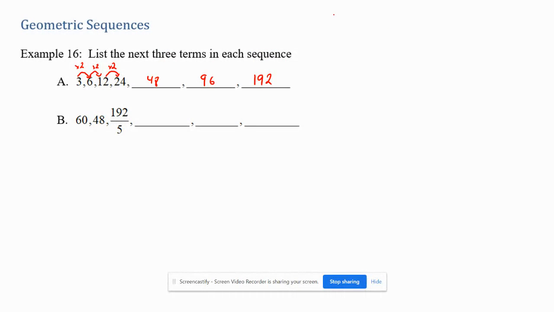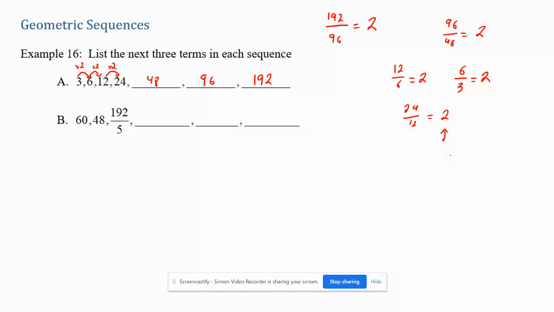Now, if I take any two consecutive terms, 192 divided by 96, I get 2. 96 divided by 48, I get 2. 12 divided by 6, I get 2. 6 divided by 3, I get 2. 24 divided by 12, I get 2. My point is, if we divide a term by the term right before it, we always get this value of 2 for this sequence.